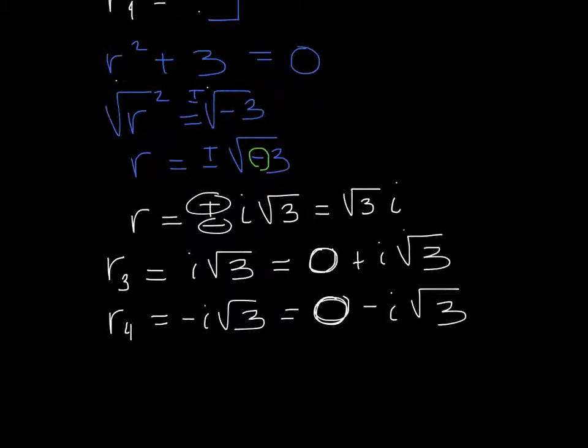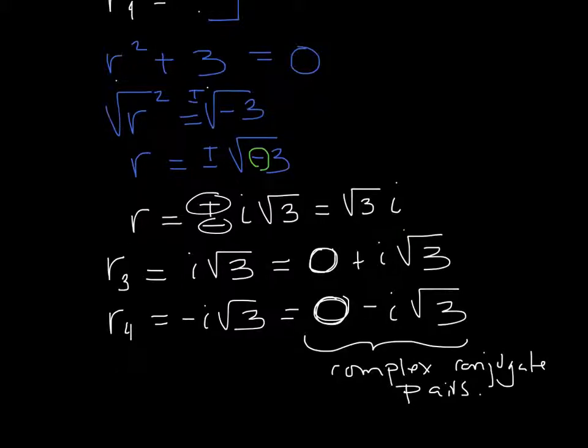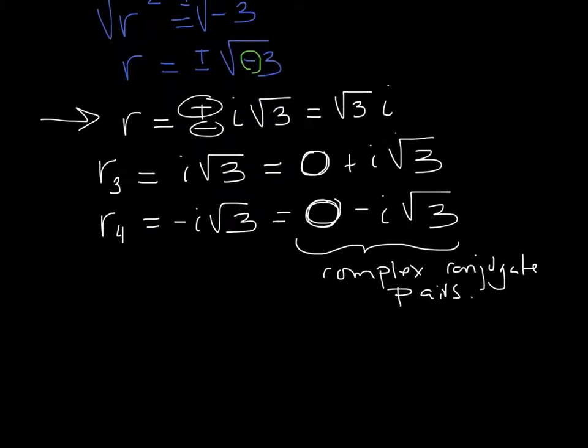Okay, so these are my complex conjugate pairs, which is the same thing as this guy. It's just a shortcut, a short way of writing these two. But again, I emphasize the 0 because my 0 is going to be A, and my radical 3 is going to be B, because it has to be in A plus Bi form.